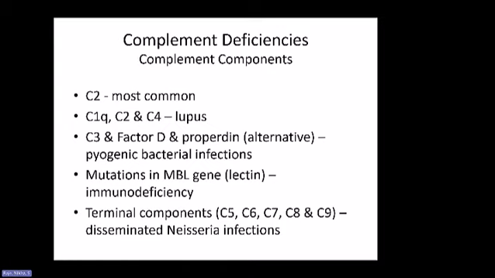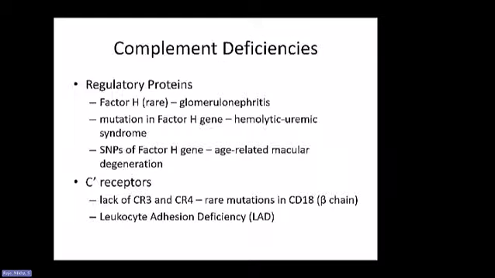A mutation in the MBL pathway, like the MBL gene, can lead to this immune issue. However, there are a lot of people who walk around with abnormal MBL and don't have infections, so it's a little controversial whether that's significant or not. And then properdin, factor D, and C3 are alternative pathway defects. Properdin is X-linked. Any defect in the alternative pathway, like C3 and factor D, can lead to pyogenic bacterial infections.